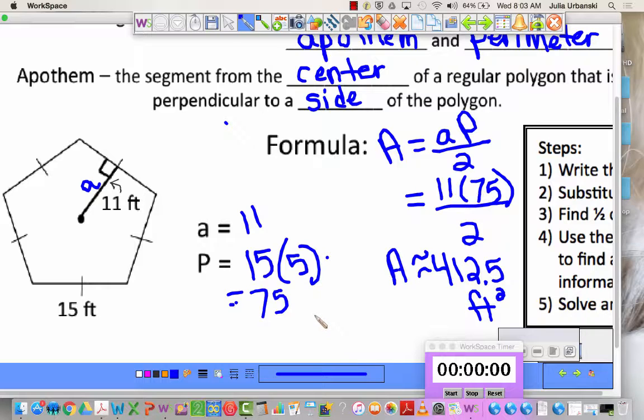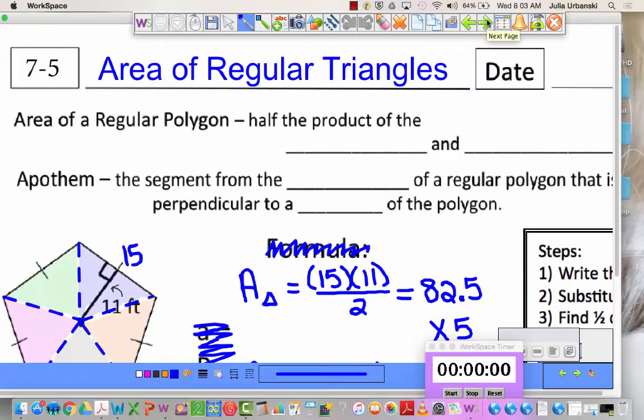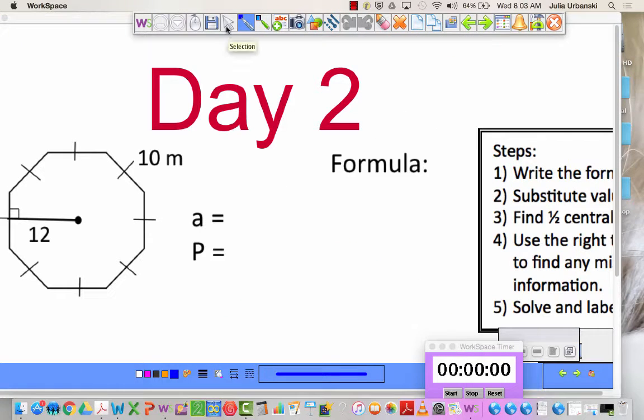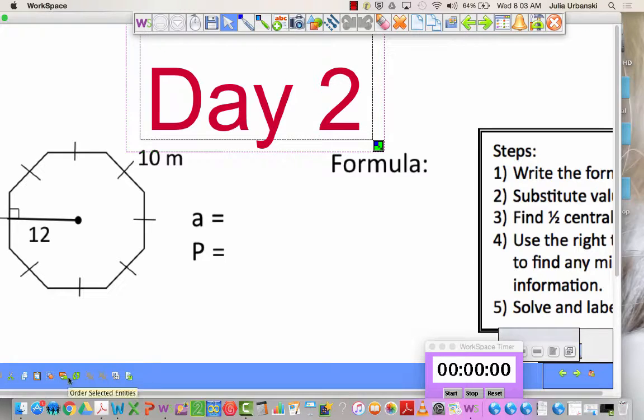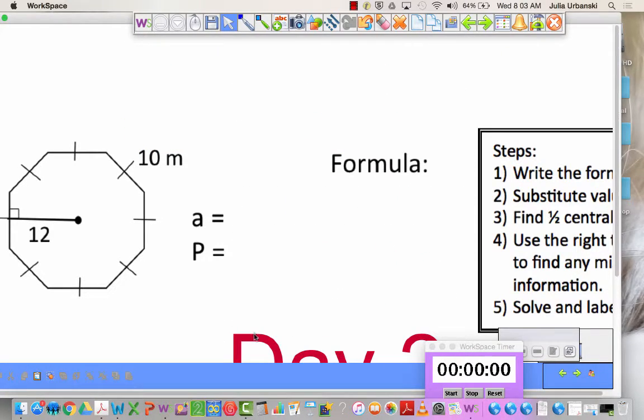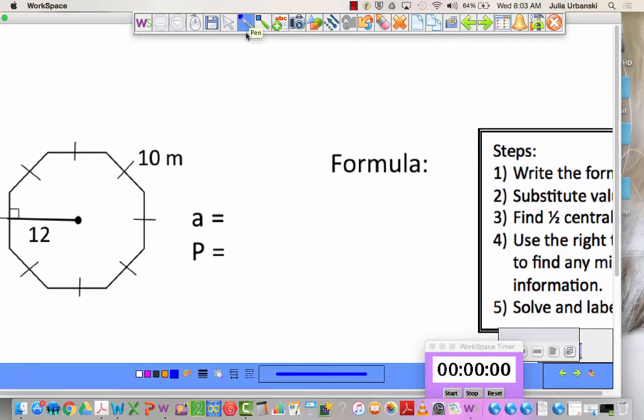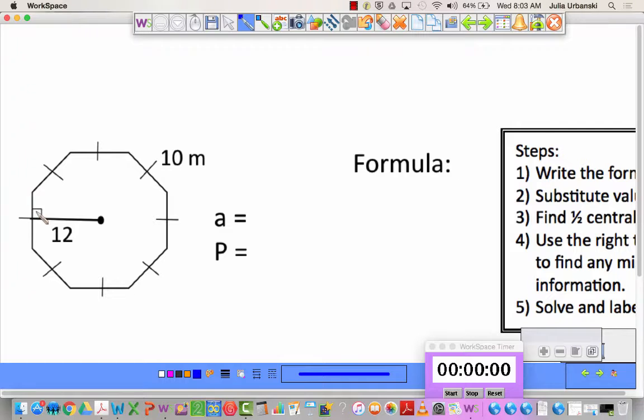Okay, questions on that? Nope. Let's try another one of the really simple ones before we get to the complicated ones. The next one. The apothem goes from the center to the edge. So looking at this problem, the apothem is what? 12. It's from the center to the edge at a right angle. It's got to be at a right angle, 12.